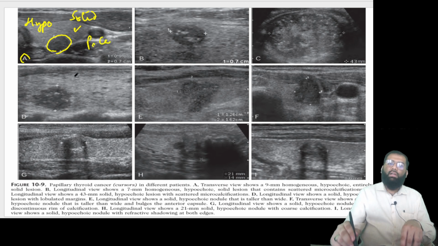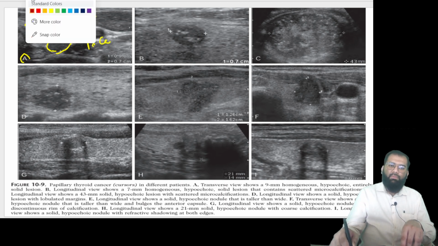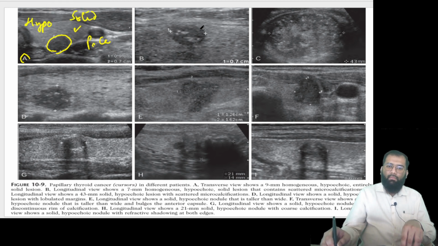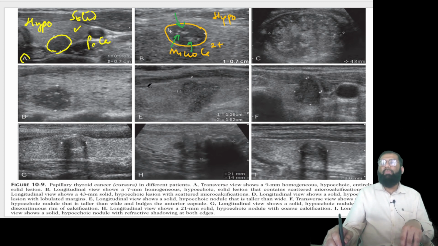now let us come to image B. Here in image B, you are able to see a very well defined, again hypoechoic lesion. So what I want you all to notice is the foci of calcification. So what are all these? These are microcalcifications. Whenever you have microcalcifications, this favors that this is again papillary CA.